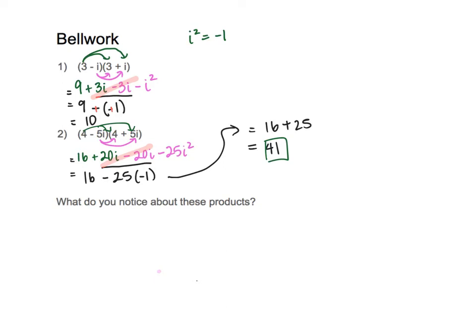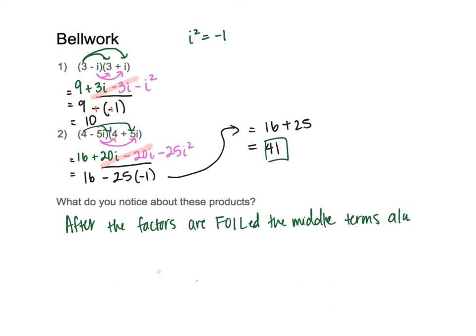So what I'm going to write here is after the factors are FOILed, the middle term always cancels. I think I spelled cancels wrong. Let me erase that. There we go. So after the factors are FOILed, the middle term always cancels.